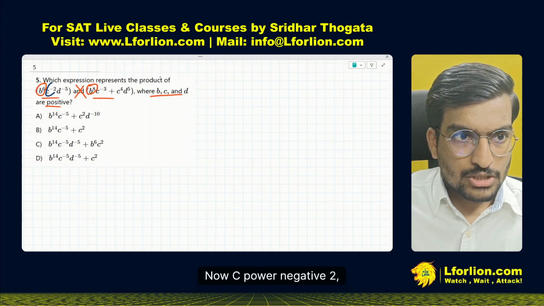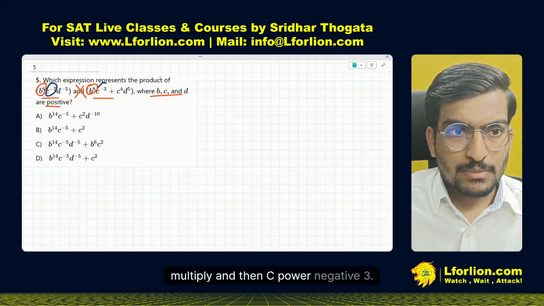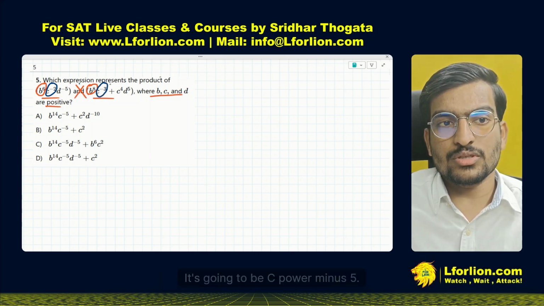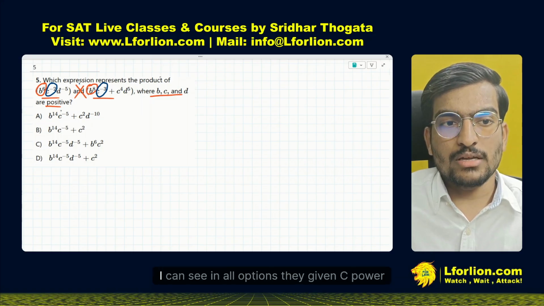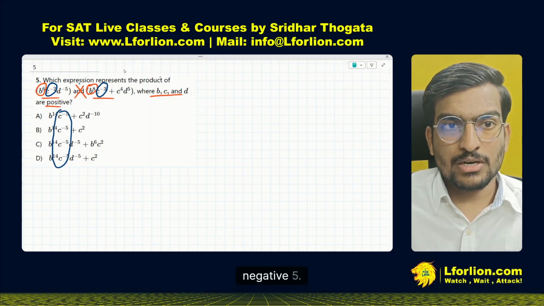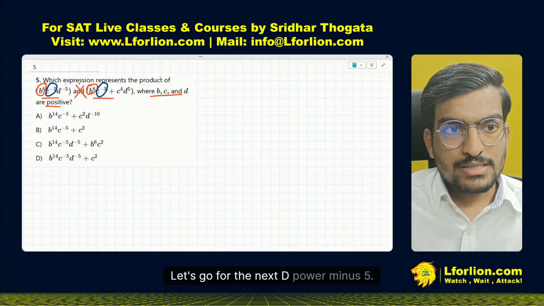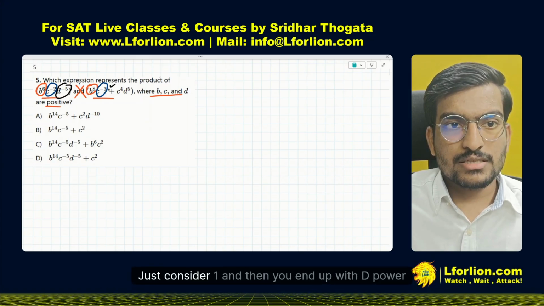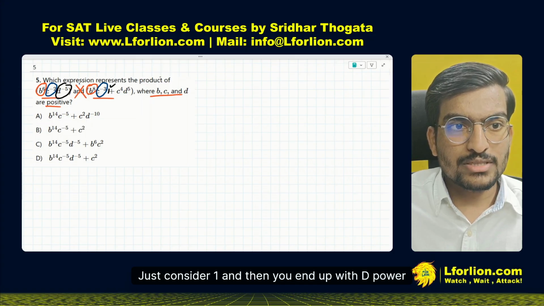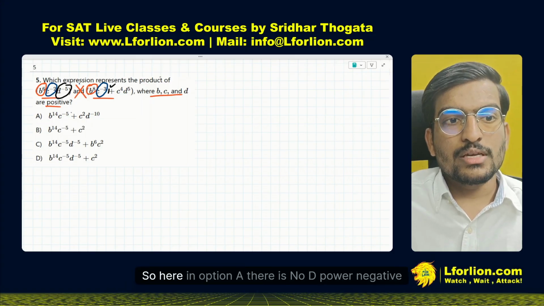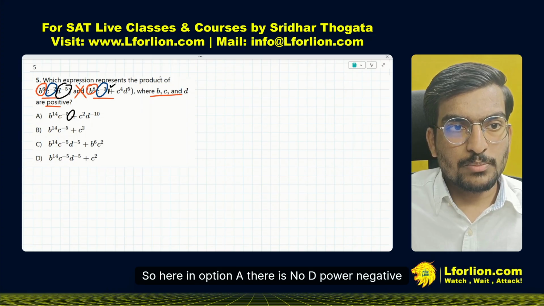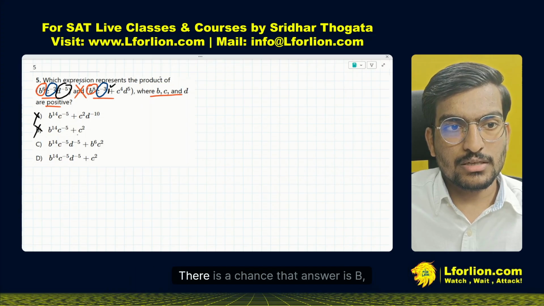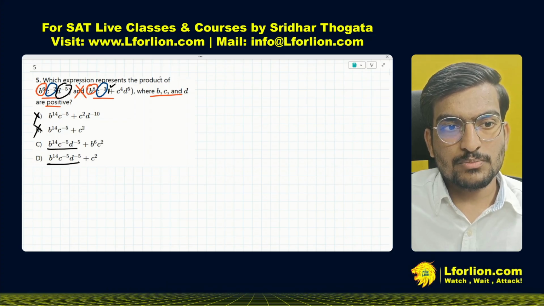c power negative 2 multiplied by c power negative 3. I'm just applying the product rule. c power negative 2, c power negative 3, it's going to be c power negative 5. I can see in all options they've given c power negative 5. Let's go for the next, d power negative 5, and then there is nothing here, just consider 1, and you end up with d power negative 5. So in option A there is no d power negative 5, so obviously options A and B are incorrect. There is a chance that the answer is B, C or D.